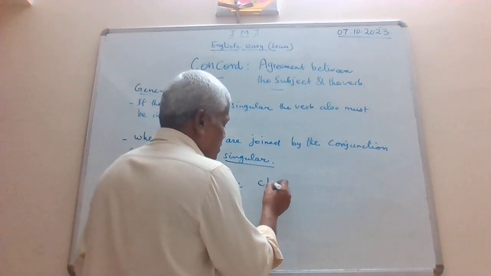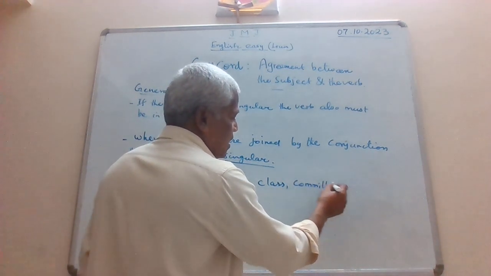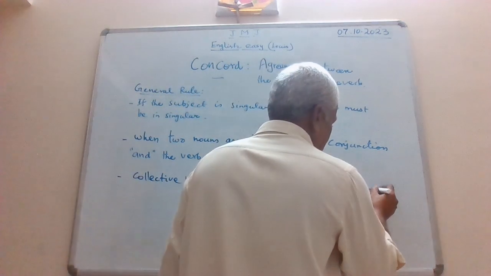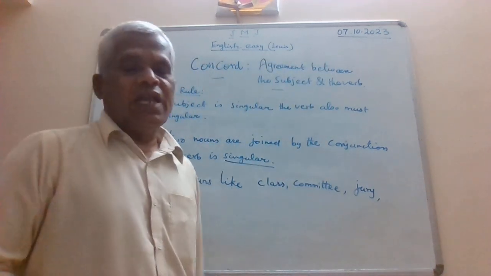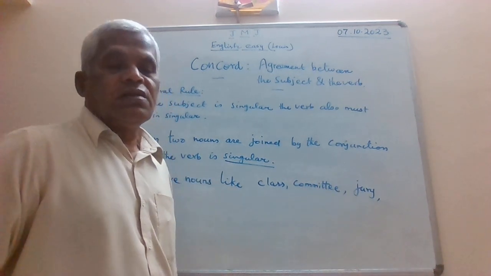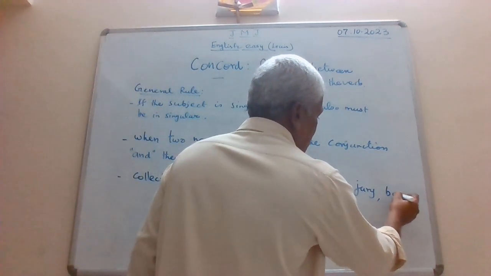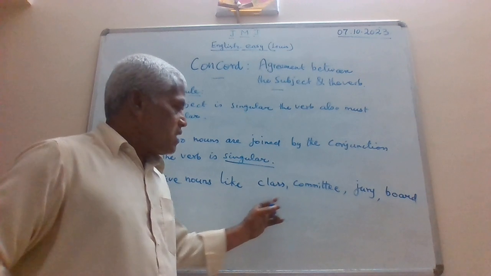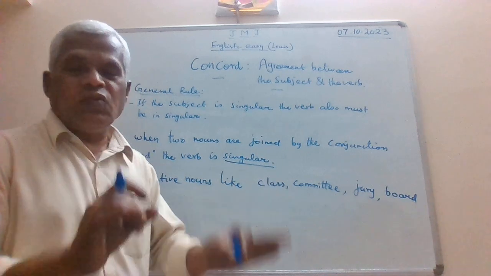Like for example, class, committee, jury. So you can go on adding any words. Class, committee, jury, board. So collective nouns like class, committee, jury and board are taken as one unit.